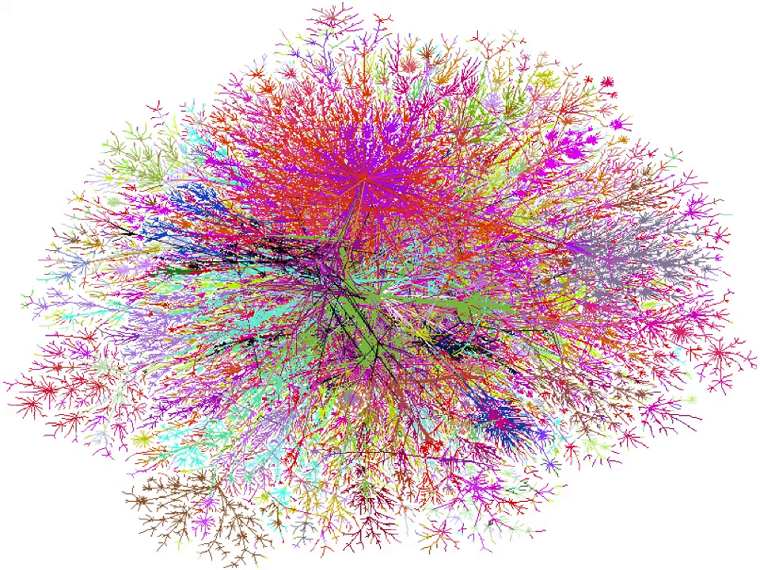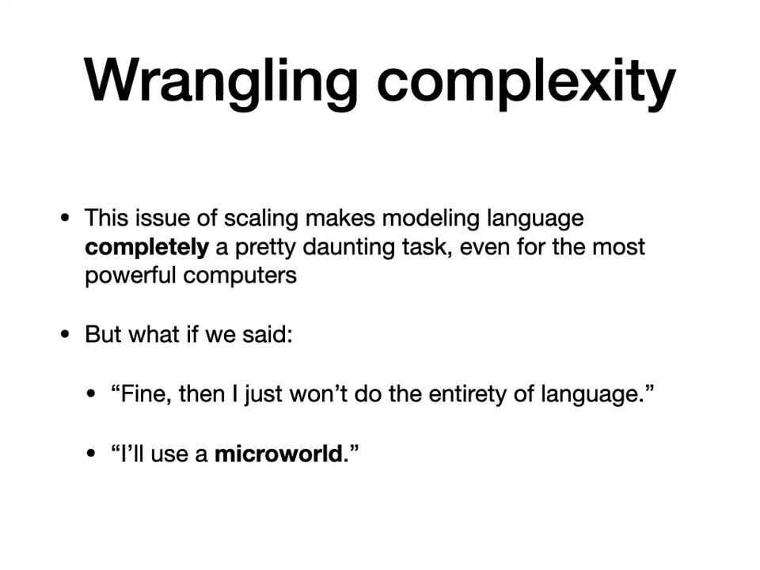So how might you wrangle complexity when you are attempting to get a strong model of how language is processed? Again, this issue of scaling makes modeling language in a, quote, complete way super daunting. So what if we say instead, fine, I won't do all of language. I will just use a microworld.